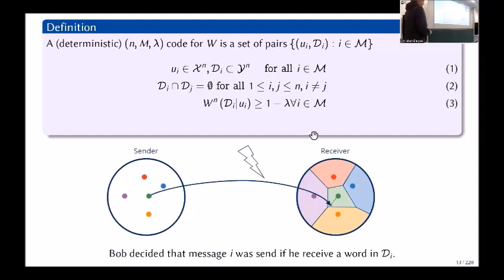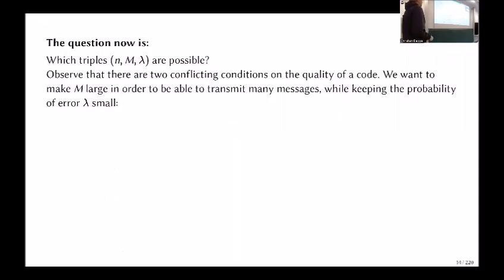And of course, we want to design the system in such a way that this probability, the error probability, is small. And here you see again, Bob decides that message i was sent if we receive a word in D_i. The question is now, which of these triples are possible? And observe, we have two conflicting conditions. On the one hand, we want to have very many messages, so we want to have M large, and at the same time, we want to have lambda small.